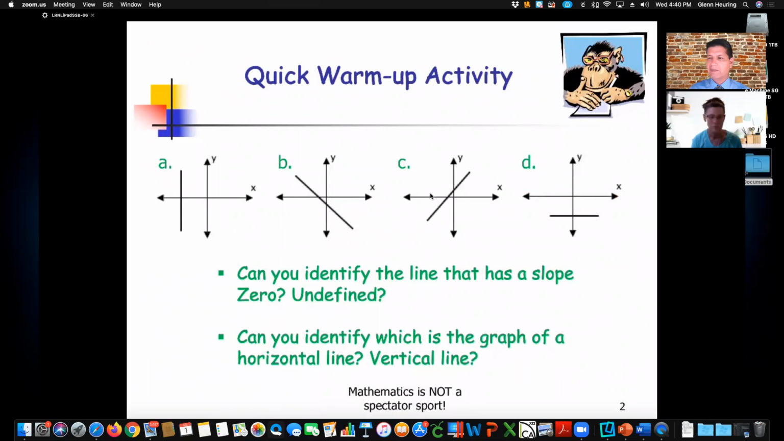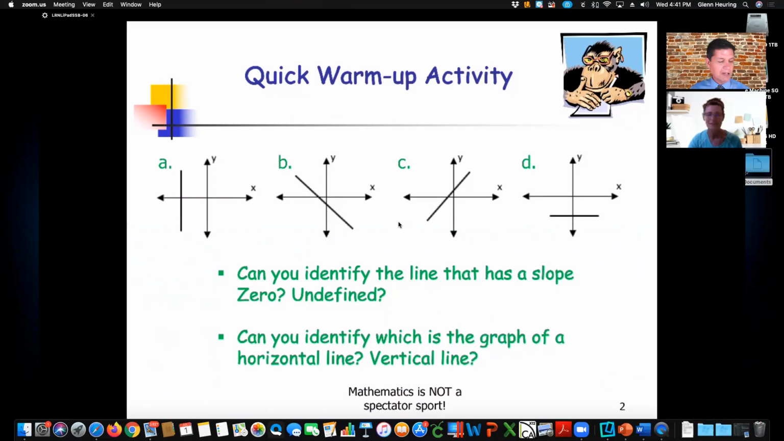So let's get warmed up a little bit here. Take a look at the four graphs you see in front of you. Can you identify the line that has a slope of 0? D. Very good, well done. How about the line that has a slope that's undefined? A. Well done. Take a look at those four graphs again. Can you identify which is the graph of a horizontal line? D again. And how about the vertical line? That would be A. Well done.